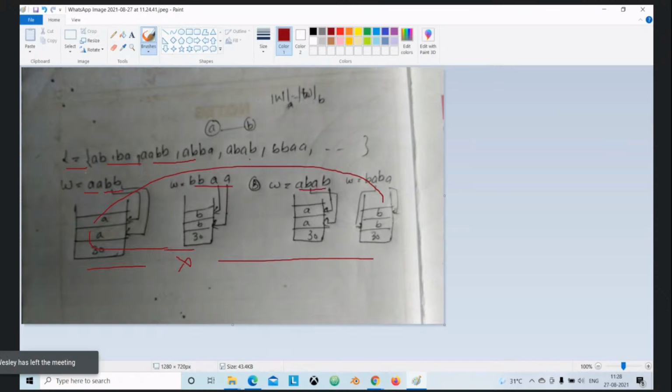Okay, so let me make it clear. The first thing is that we don't have to push Z naught. Z naught is our initial setup. So you will be in the state Q naught, and let's suppose you are considering an A, and the top of the stack will be Z naught by default. You don't have to push it. Yes sir, sorry.